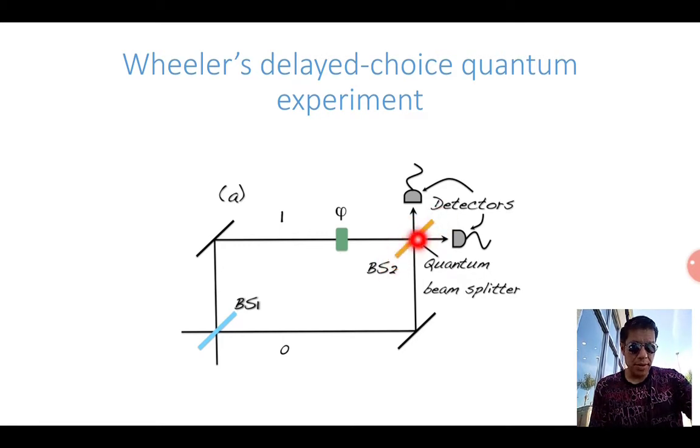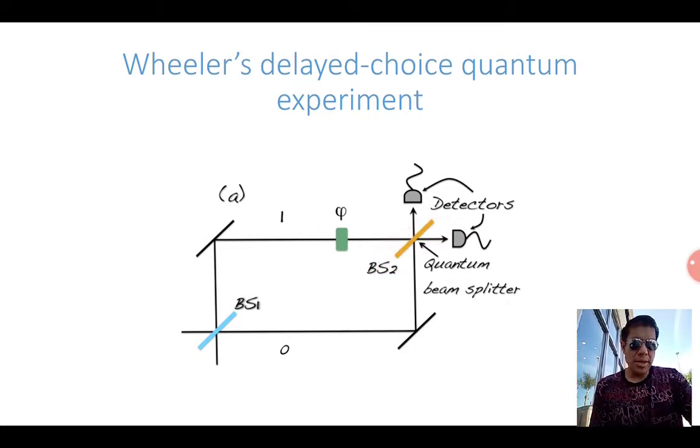See, right now you have these half silver plate mirrors. I believe that's the correct name for it. And this one can split the photon into two. You can make the photon go into two directions. And same thing right here.